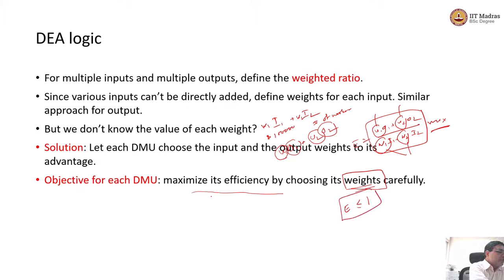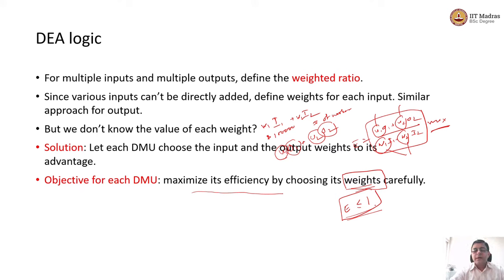Choose your weights and maximize your efficiency such that your efficiency cannot be more than one. So if you are the most efficient DMU, your efficiency will be equal to one, and all the inefficient DMUs will report efficiency of less than one. Right. So this should be the constraint. One more twist. Now, not only should this constraint be applicable to this DMU, which is actually solving this problem, right? This constraint should be applicable to all the DMUs.